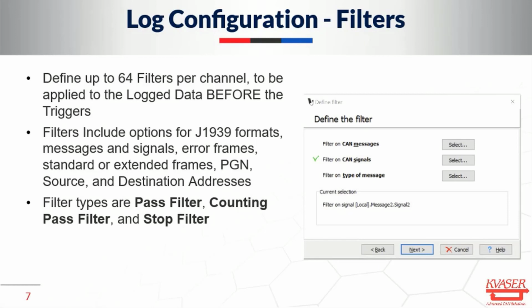Filter types are pass, counting pass filter, and stop filter. I highlight those there. Pass and stop are pretty self-explanatory. Counting pass filter I'll go into briefly. In a counting pass filter, in J1939 you might have a signal that you're interested in logging, but it's a 10 millisecond broadcast signal such as the DM1, and you don't want to log every one of them. You just want to keep an eye on that signal to see what state the faults are in on that vehicle. So you might want to log every 20th DM1. You could do that with a counting pass filter you can configure, so you log every 20th DM1 that comes across the bus.